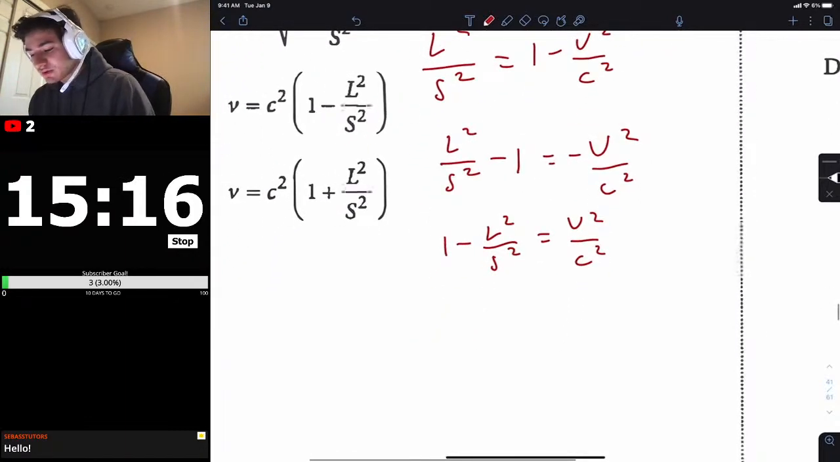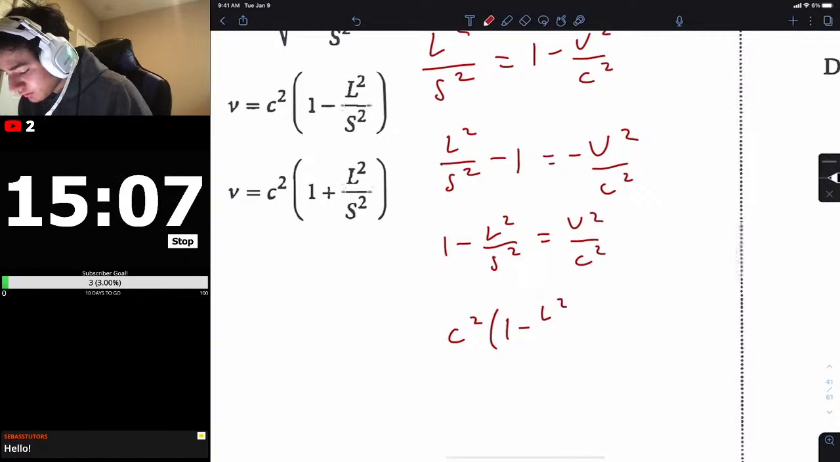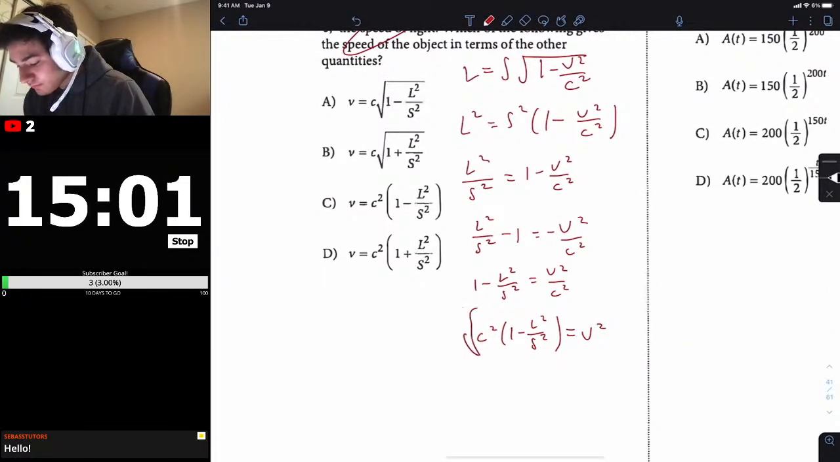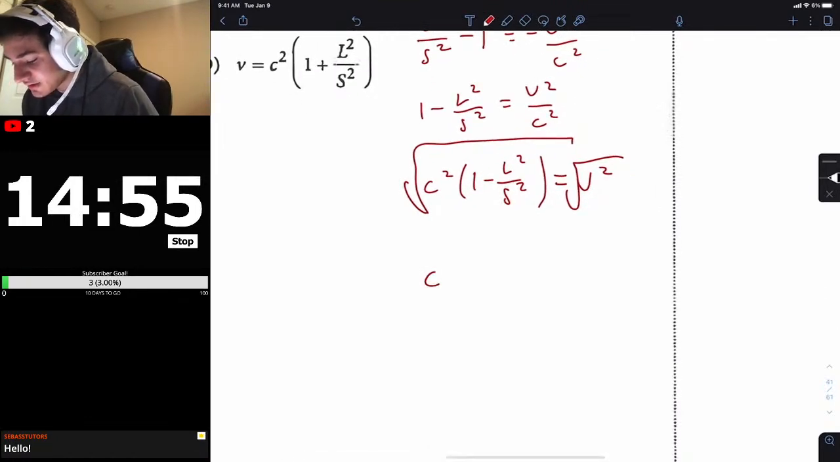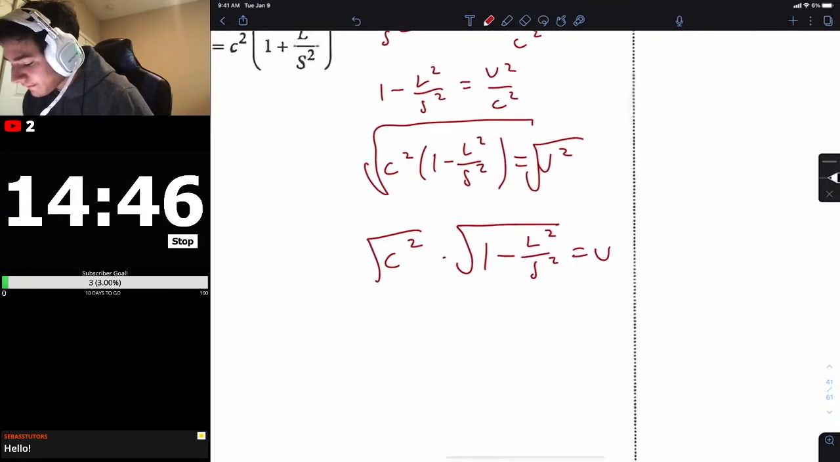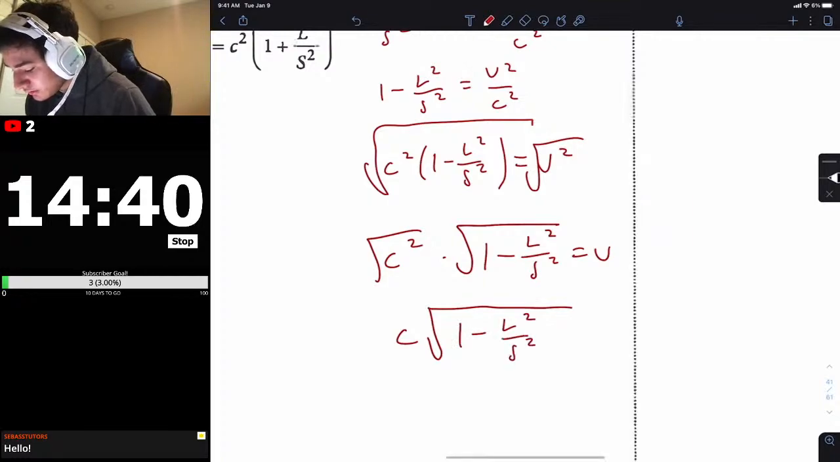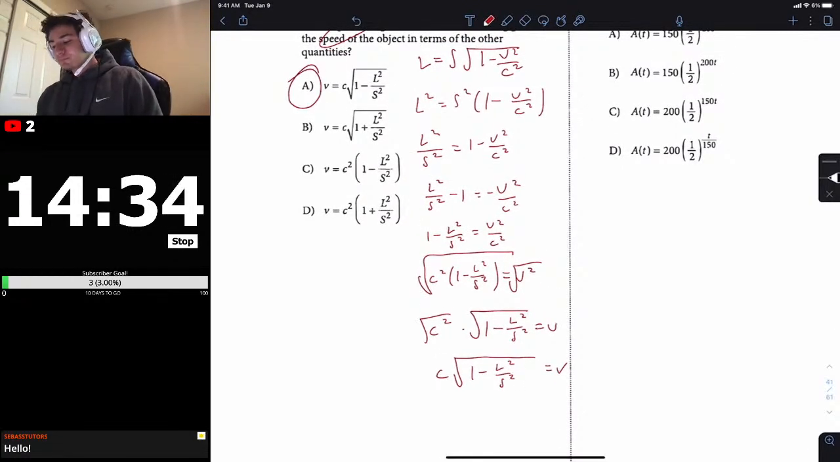I'm going to multiply by c squared. So c squared times 1 minus L squared over s squared equals v squared. And now I'm going to take the square root of that. And remember, this is going to be the same thing, square root of both sides, that way I can solve for v. So this is going to be the same thing as saying c, right? Because this is going to be the root of c squared times the root of 1 minus L squared over s squared. And the root of c squared is just going to be c. So we get c times the root of 1 minus L squared over s squared equals v. That should be option A. Cool.